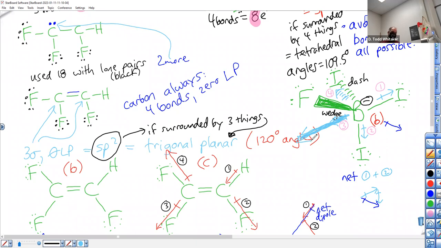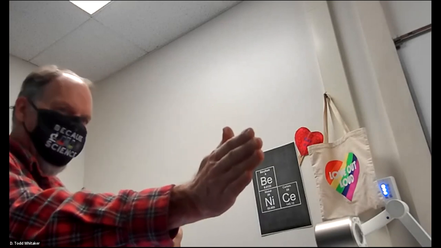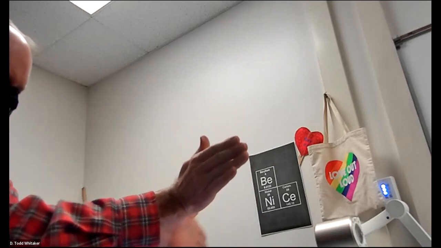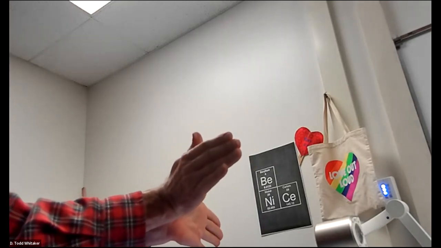So let's talk wedges and dashes now. You need to look at me. Sorry. So wedges are coming out towards you, and dashes are going away from you, right? So that's a wedge, and this is a dash. Dash, I want you to be able to see it. That's away from you. What's in the middle? It's the same answer as before.